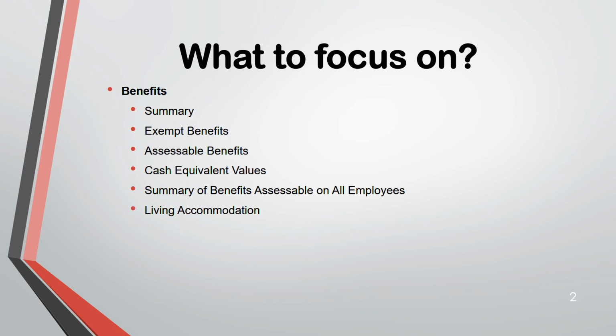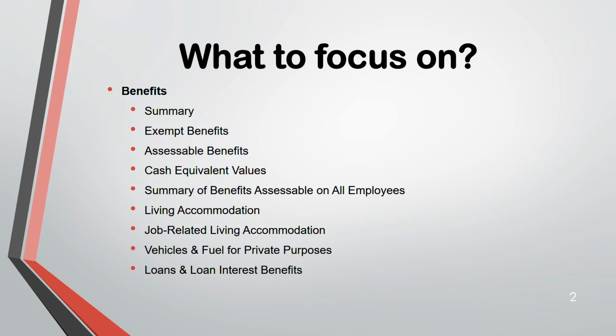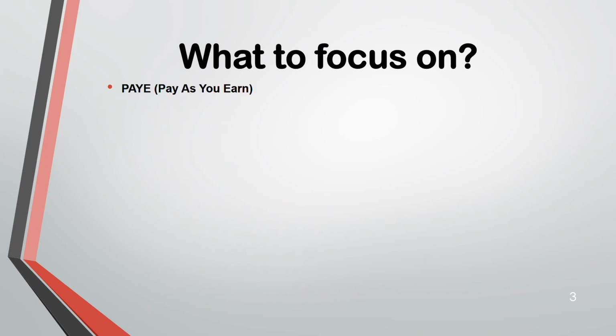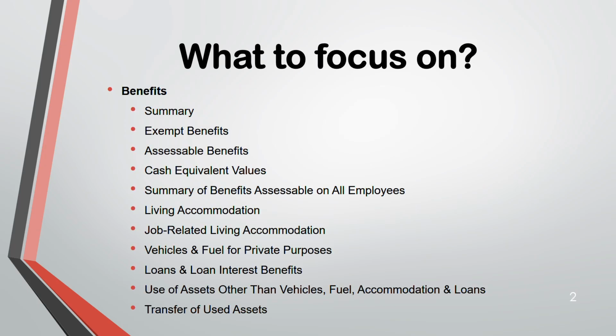Starting with number 1, living accommodation. When you are being provided a living accommodation by your employer, it's a benefit for you. On that you are taxed the amount that you are receiving. Then job related living accommodation. Then vehicles and fuel for private purpose. Loans and interest free loans. Use of assets, you're using an asset other than vehicle, fuel, accommodation and loan. Transfer of used assets. All these are benefits.